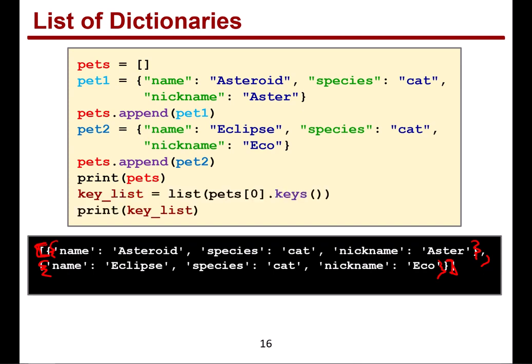To kind of prove this to you, if we wanted to see what are the keys in the first pet, right? Pets bracket 0, so we know that's going to be the first pet that was appended here. So it's going to be this pet. Okay. Dot keys. So what are all the keys in there? Well, pretty easily be name, species, nickname. And as we can see, that's exactly what we get. Name, species, nickname.